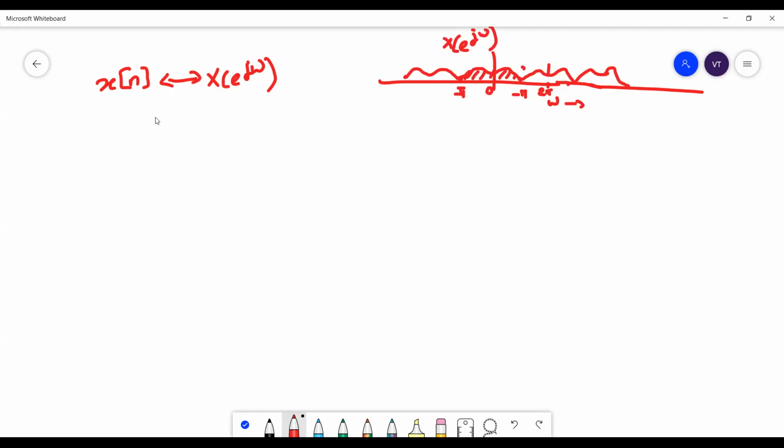So this is one cycle of X of e power j omega. What we are talking of is we are now going to sample X of e power j omega at omega is equal to omega k is equal to 2 pi k by N, where k takes values 0, 1, etc. up to N minus 1. So what we have is something like this.